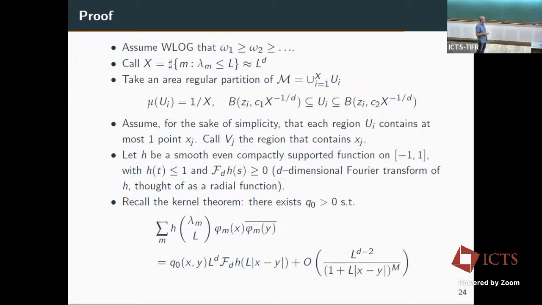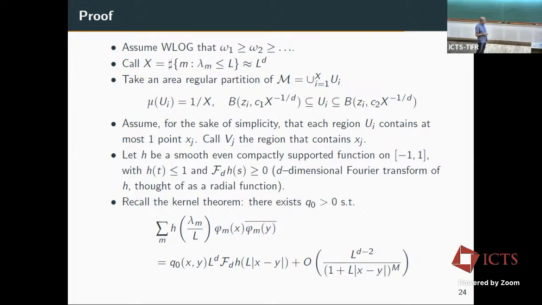Okay. So now we already used this result on the balls. Now we're going to use the other result on the approximation of the kernels. So let us take H. This time it has to be a smooth, even, compactly supported function on the unit interval, or -1, 1. And what you want is that the function itself is smaller than or equal to 1. You want that the d-dimensional Fourier transform has to be greater than or equal to 0.